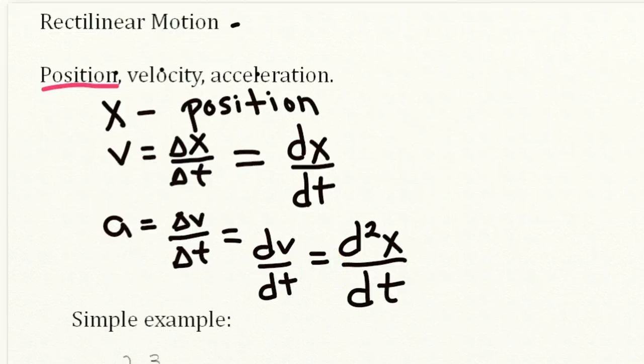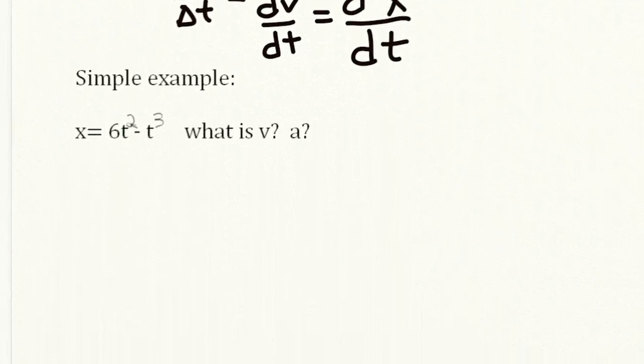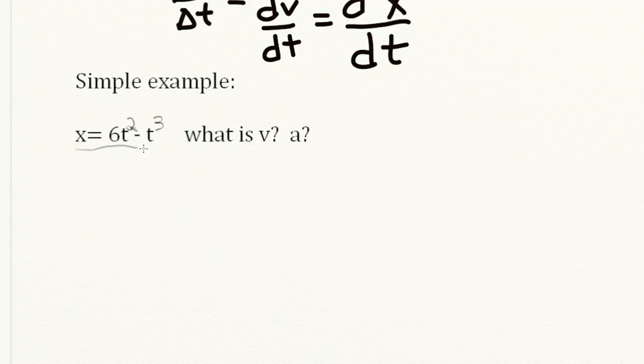Let's look at a simple example of rectilinear motion. So here's an equation of position versus time. And the question is, what is the velocity and what is the acceleration? So the position versus time is: the position is equal to 6t squared minus t cubed.